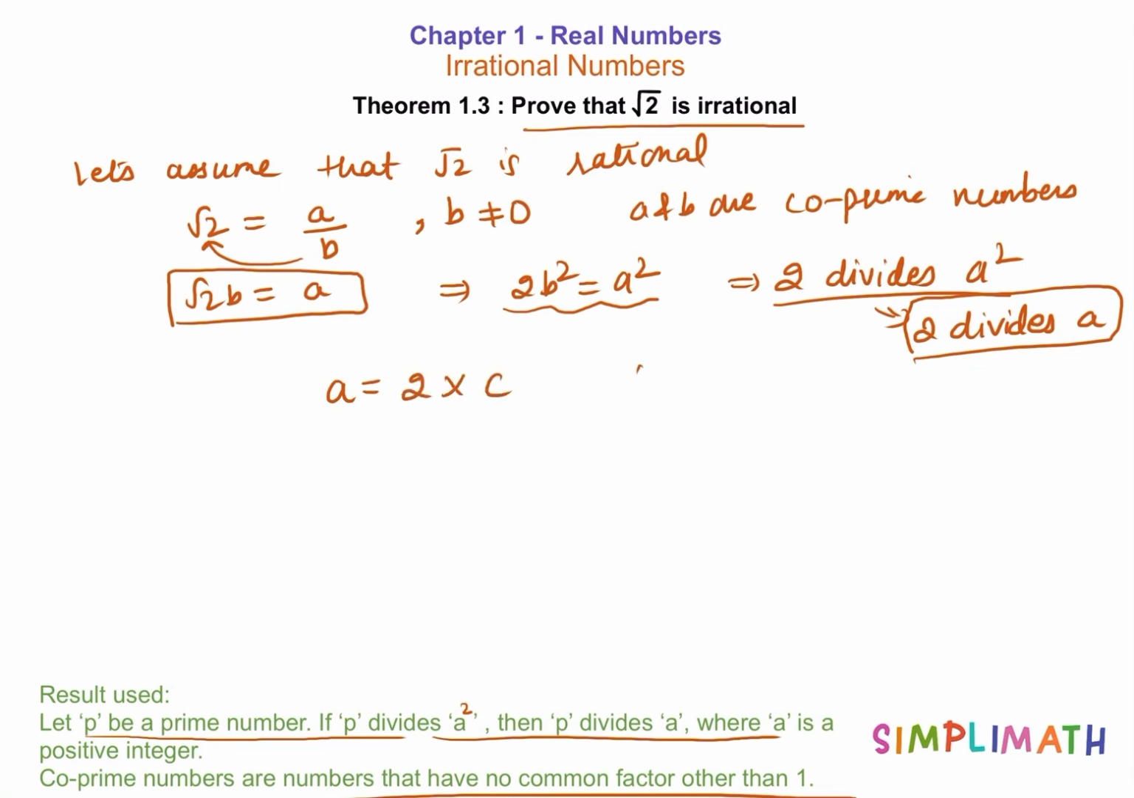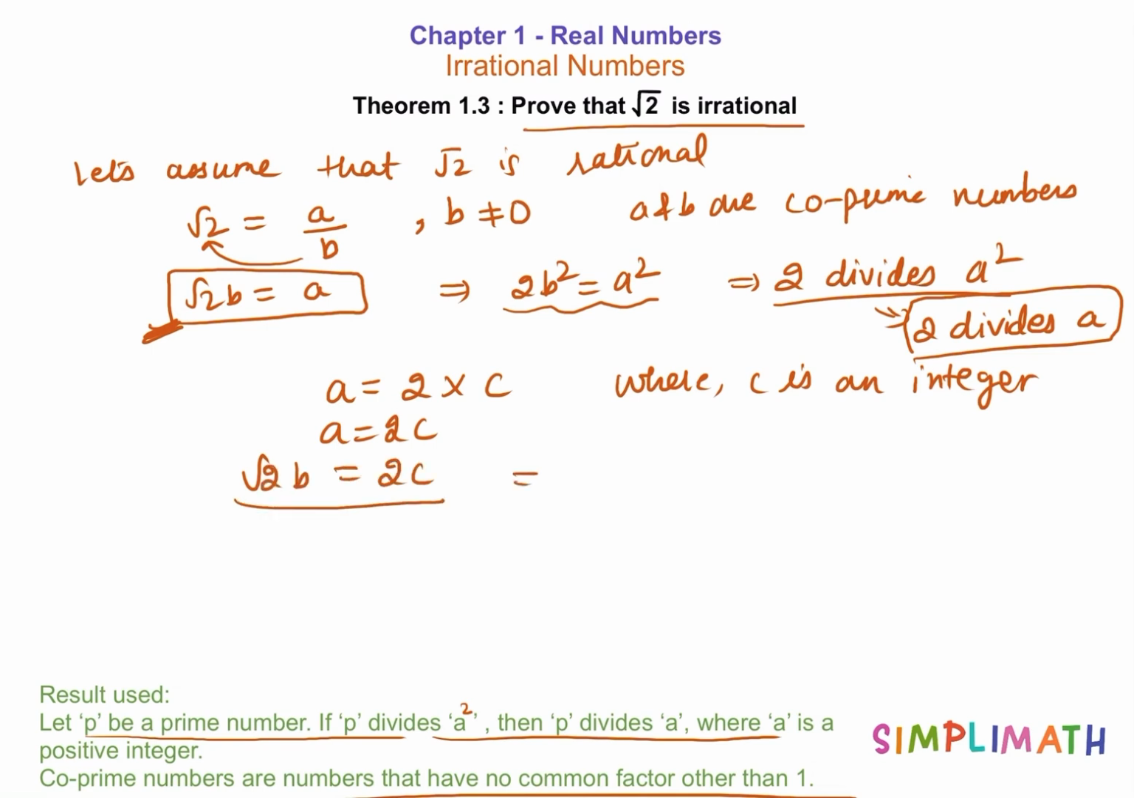where c is an integer. Okay, a equals to 2c, right? And if we substitute the value of a from here, we can write root 2b equals to 2c, and if we square this equation, we get 2b square equals to 4c square.